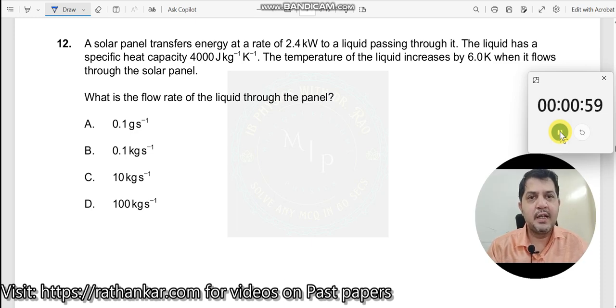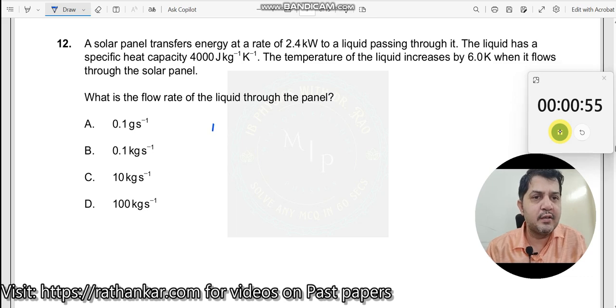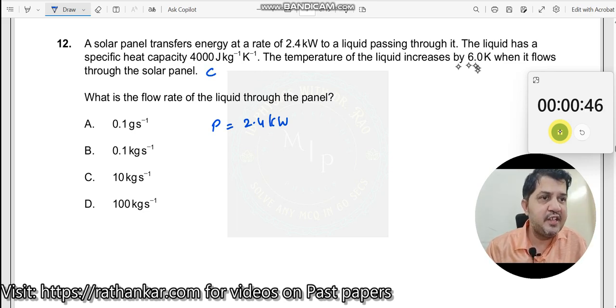Question number 12. A solar panel transfers energy at a rate of 2.4 kilowatt. Power is given to be 2.4 kilowatt. To a liquid passing through it, the liquid then has a specific heat capacity C. The temperature of the liquid is increased by delta T when it flows through a solar panel. What is the flow rate of the liquid through the panel?